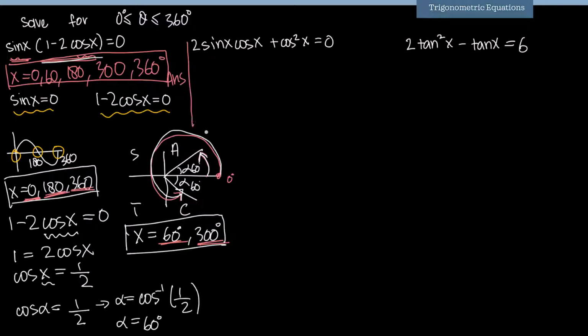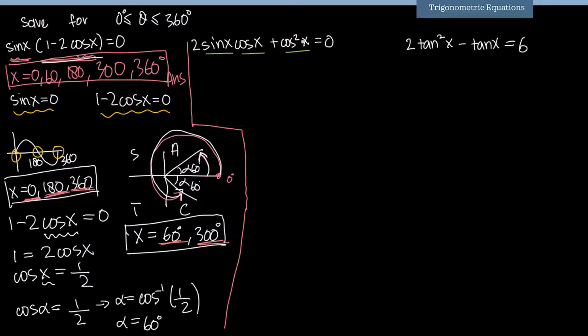Let's look at the second example. Over here, I have 2 sine x cosine x plus cosine square x is equal to 0. And again, I have two types of trigonometric functions, a sine function and a cosine function.